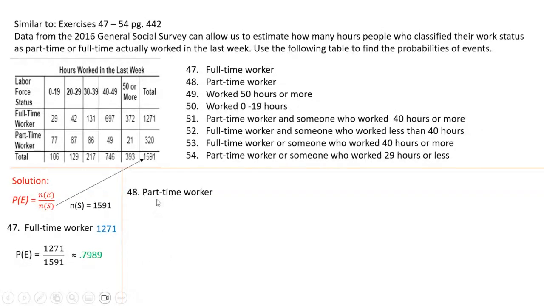Now comes number 48. It's still going to be the same sample space, but for the part-time workers. And we notice here, part-time workers, we go to the total, it's going to be 320. So it's going to be 320 over 1,591. So it's going to give us approximately 0.2011.